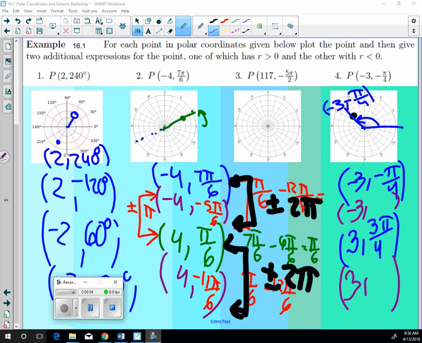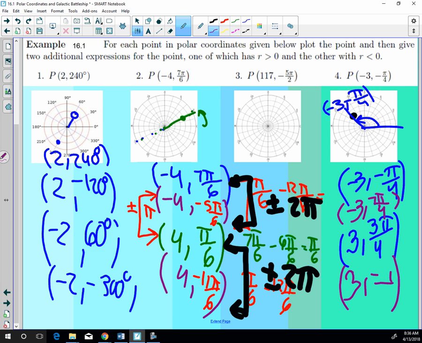Excellent. So plus 7 pi over 4. And then this one, you don't want to add, you want to subtract 8 pi. So this one's going to be 3 pi over 4 minus 8 pi, which will be negative how many pi over 4? 5. Yep. How many got both of those? We're getting there. We're getting closer.